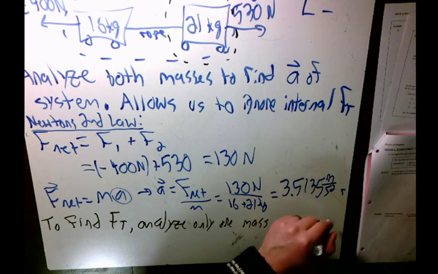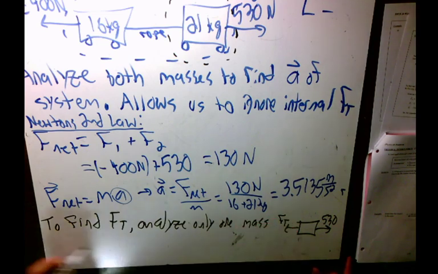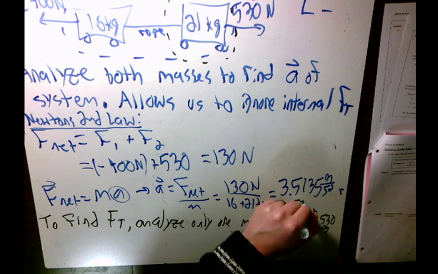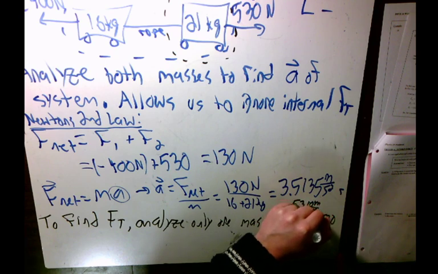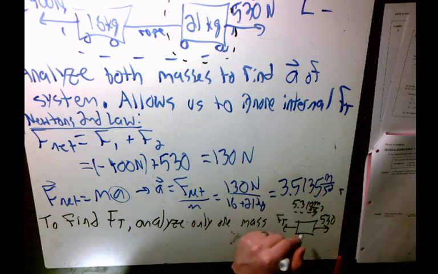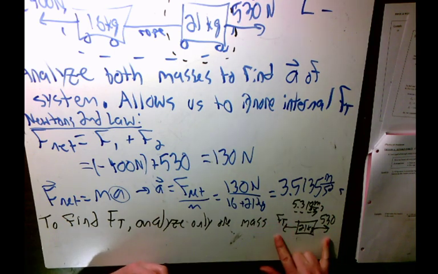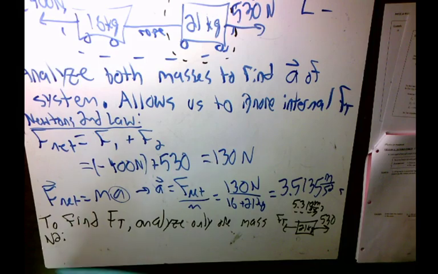Now we're looking at this cart like this. We have 530 to the right and the force of tension from the rope going to the left. Still accelerating at the same 3.5135 meters per second squared, and the same mass of 21 kilograms. So we're going to use Newton's second law. And in our formula sheet, there is another shorthand way to write that.